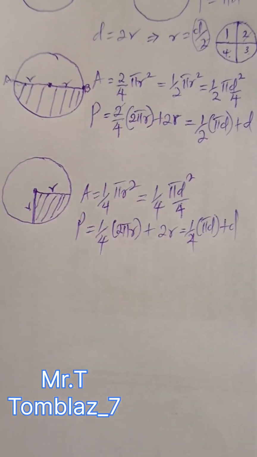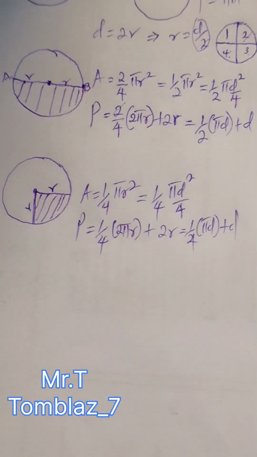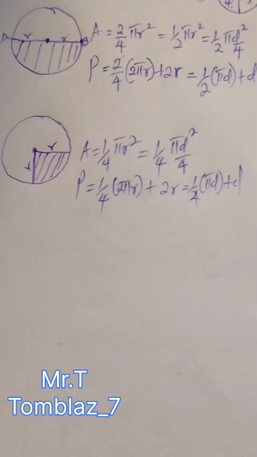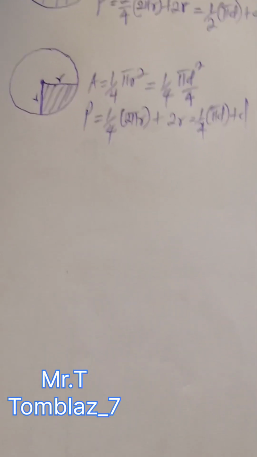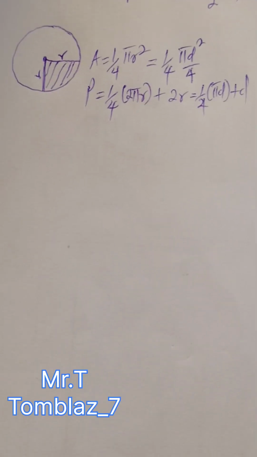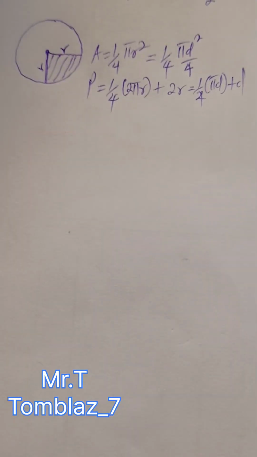But don't forget that before you use diameter, you should always consider the radius. So if it is diameter that is given, you can divide the diameter by 2 to have the radius. But if it is radius that is given and you want to use diameter, then you can multiply the radius by 2 to have your diameter.